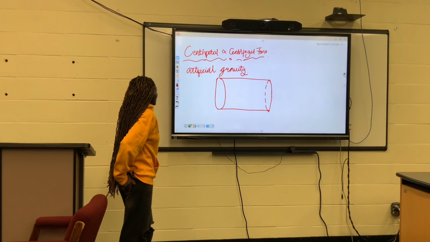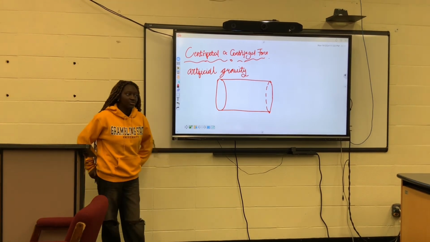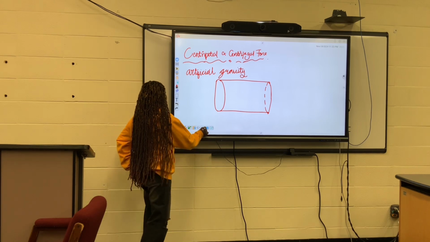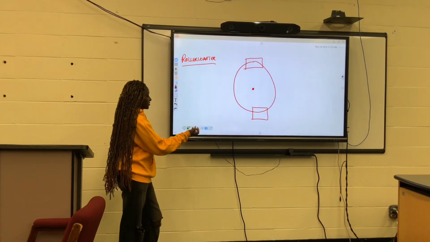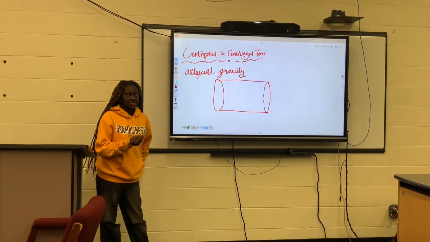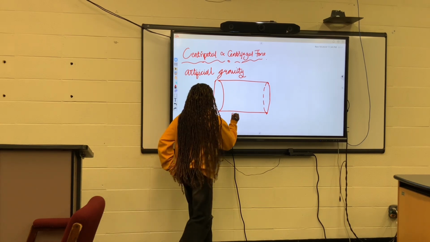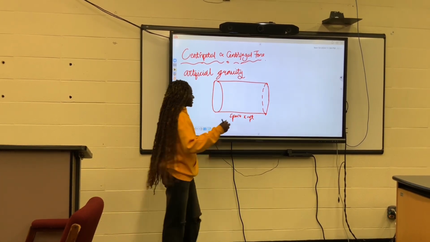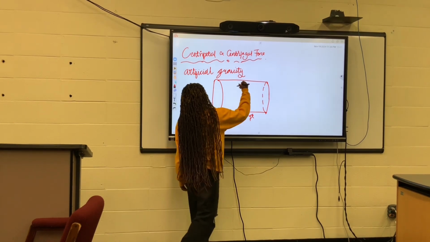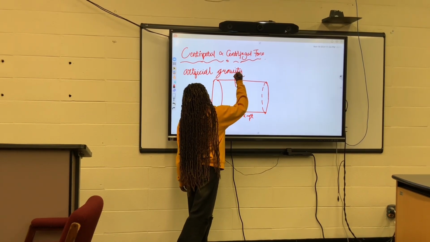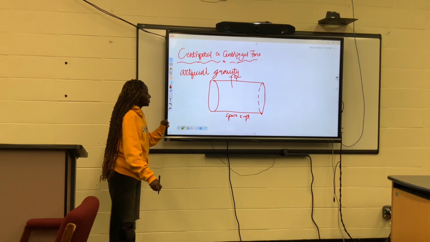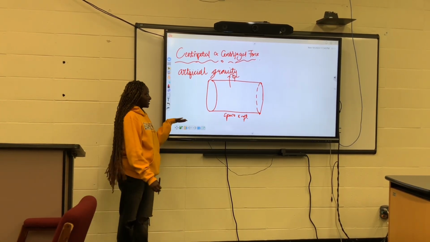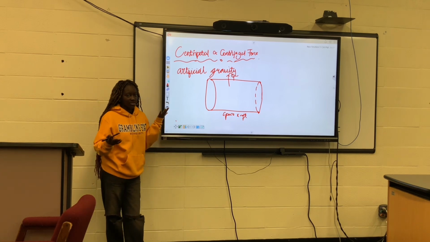Today we are going to be discussing centripetal force and centrifugal force, and we are going to be using two instances: artificial gravity and the roller coaster. So for artificial gravity, this is a spacecraft. Ignore my drawing. This spacecraft is actually being spun around or rotated, whichever one you want to use. And what we are trying to solve basically with this is weightlessness in space.